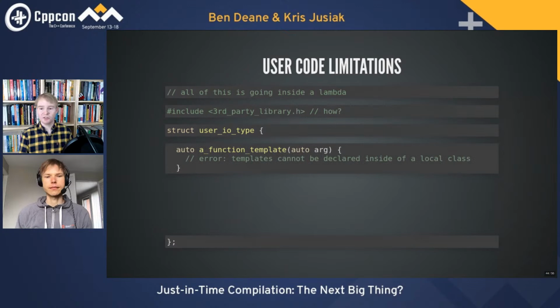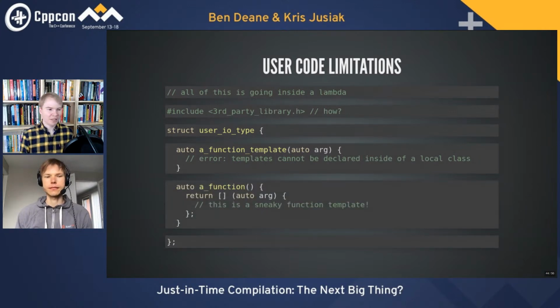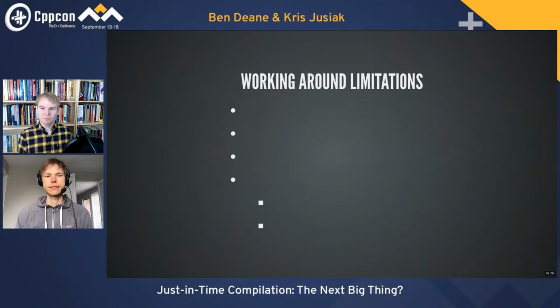There's another limitation here, though, which is that our users can't write templates inside their types because it's going to be inside a Lambda, which means it's going to be a local class inside a function. And currently, templates cannot be declared inside of local classes. Of course, they can really, because we can have generic Lambdas, which are templates inside local classes. And this is a kind of workaround for that. It slightly complicates the user code and the calling code, but it is a workaround that works today. But there are some further workarounds in future that we might leverage.